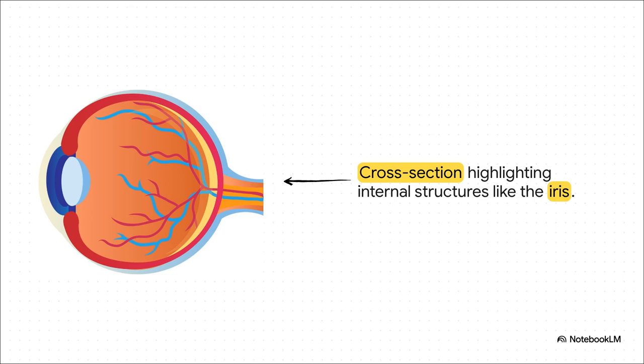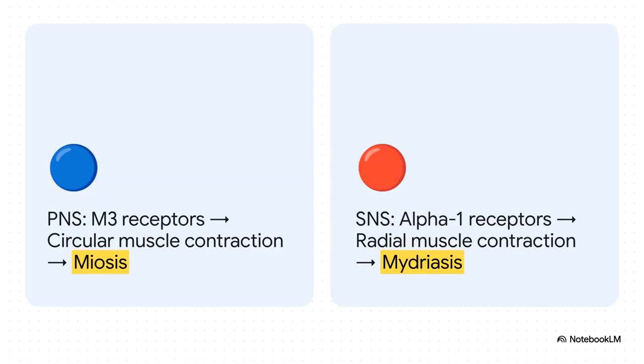Now, looking at this cross-section here, our main targets are the iris, which controls the pupil size, and the ciliary body, which changes the shape of the lens. These structures are basically the battleground for the two main branches of the autonomic nervous system. It's actually kind of beautiful how perfectly opposed these two systems are. Think of it like a push and pull.